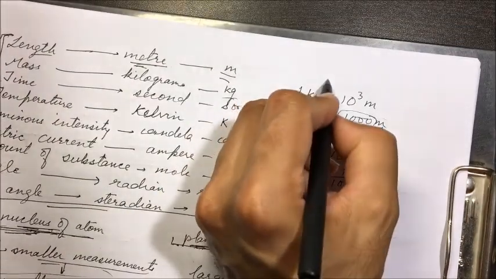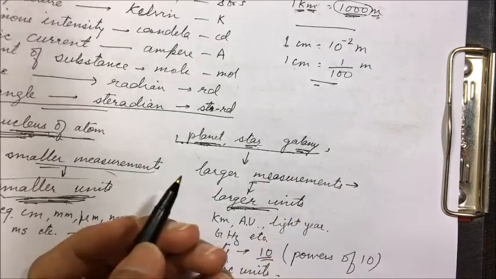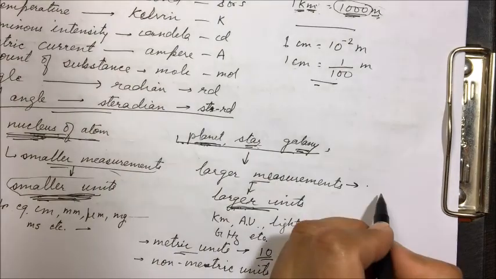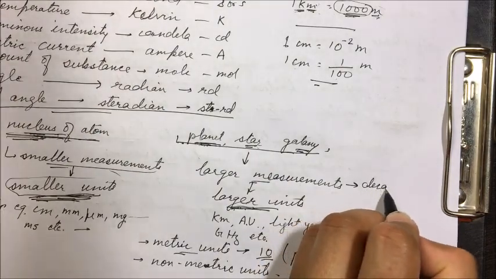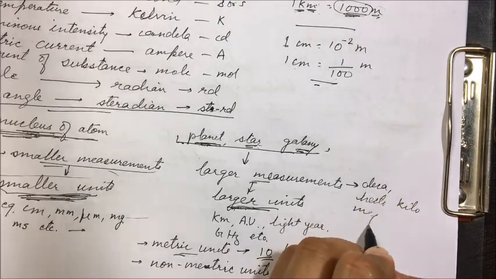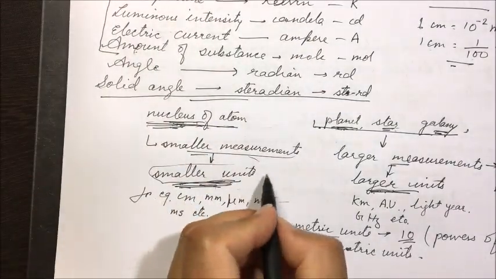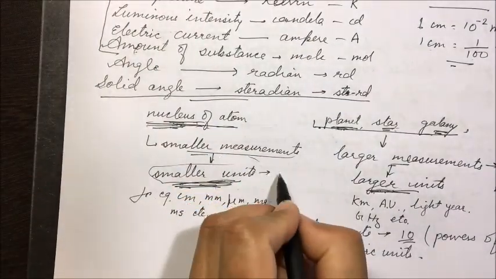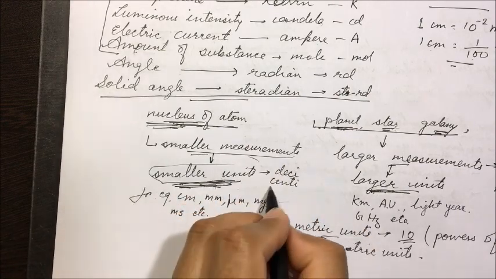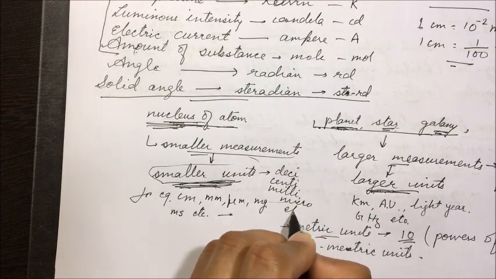For larger measurements, prefixes can be used with these fundamental units, and they can be deca, hecto, kilo, mega, giga, etc. And for smaller units, prefixes can be used such as deci, centi, milli, micro, pico, etc.